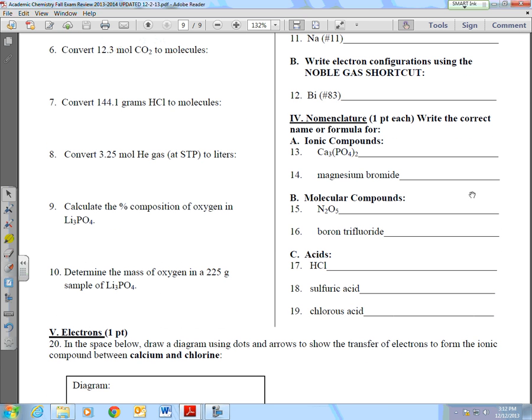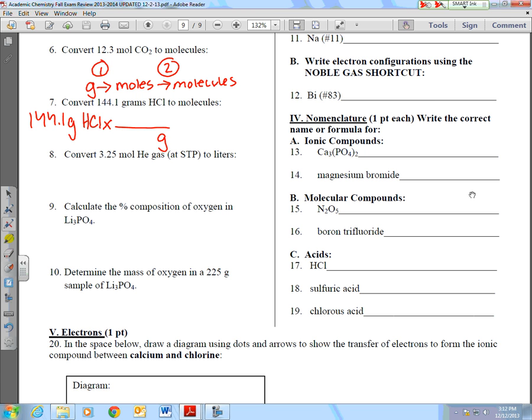All right, so number 7. I'm starting with 144.1 grams of hydrochloric acid, and I'm converting to molecules. How many steps is this going to take me? 1 or 2? 2. How do you know? Exactly, because moles aren't involved, okay? So I'm going from grams to molecules, but I can't do that in one step. I'm going to go from grams to moles, and then moles to molecules. Okay, so it's going to take me 2 steps to do that. Here's step 1, and here's step 2, okay?